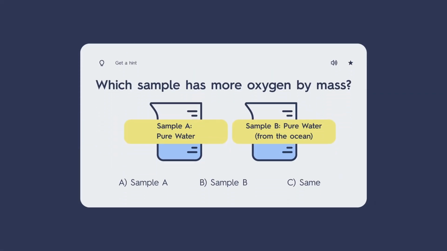Now we're ready to return to the pop quiz. The correct answer is the same. If both samples are pure water, the oxygen mass fraction is identical, no matter where the water came from. Location changes impurities, not the recipe of the compound itself.